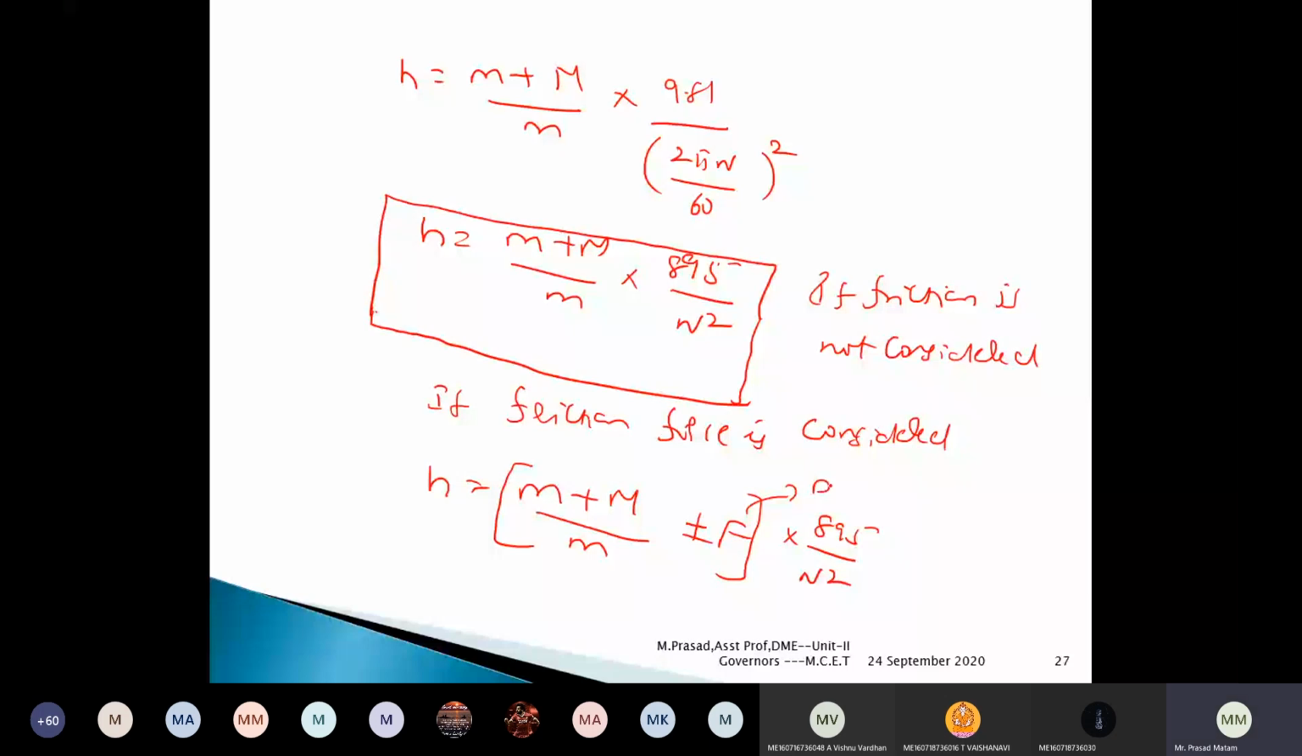Depending on the motion of the sleeve means whether the sleeve is moving in the upward direction or downward direction. I am explaining again. When the sleeve moves upwards, centrifugal force increases and speed of the governor increases. In that case, frictional force will act downwards, which means you have to take the negative sign.